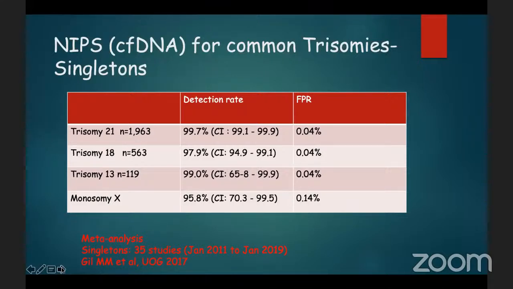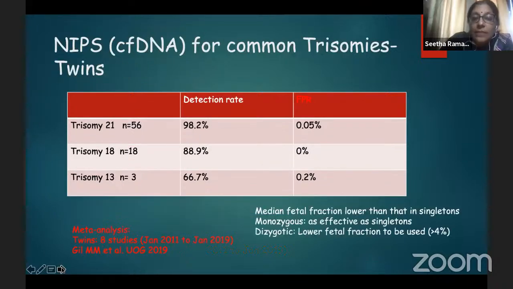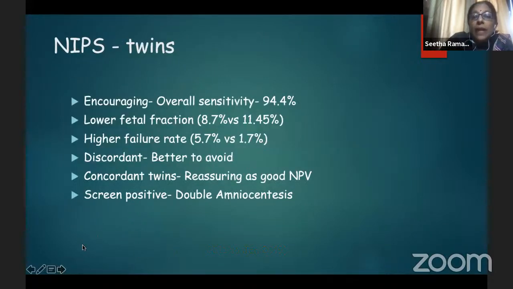So similarly, in singletons, it performs very well for the common trisomies. Even for twins, as we've heard, it performs very well. So it can be offered for twins. Of course, you have to remember that in dizygotic twins, the lower fetal fraction is used, and in monozygotic twins, it is as effective as in singletons. So with twins, as we've seen, it is very encouraging.